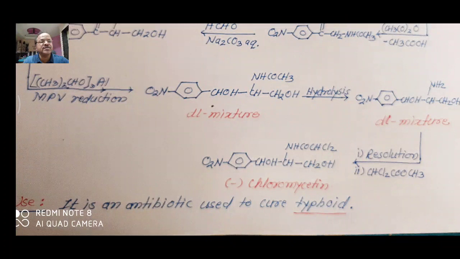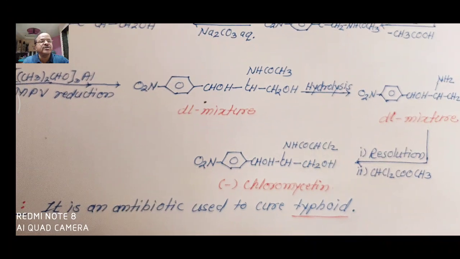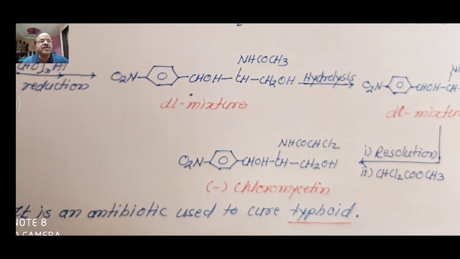Now see the change that is occurring. The hydrogen from the NH2 group of the previous compound get substituted by COCHCl2. So NH2 becomes NHCOCHCl2, and this is nothing but the chloromycetin. Now its another name is chloramphenicol.